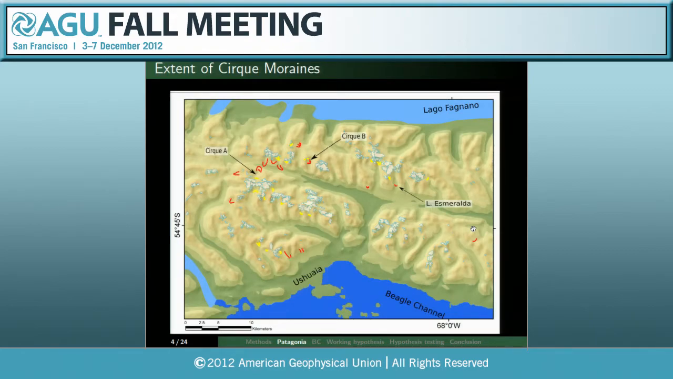And what we find is a lot of these moraines seem to be concentrated in an area of topographic high. Ushuaia is located right here. These red lines denote the moraines themselves that we've been describing and detailing. I'm going to focus most of the presentation today just talking about Cirque B here, but I will refer to the results from Cirque A and also from another site, Laguna Esmeralda.